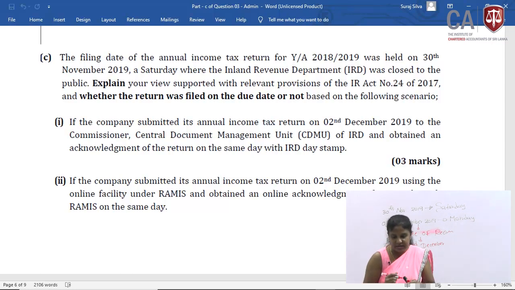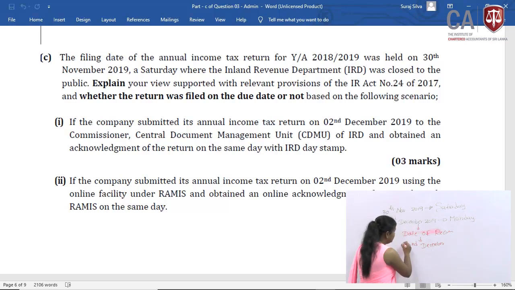Now the examiner is asking whether the return which we have filed on 2nd December is considered a return filed on the due date. Then you have to apply a provision.